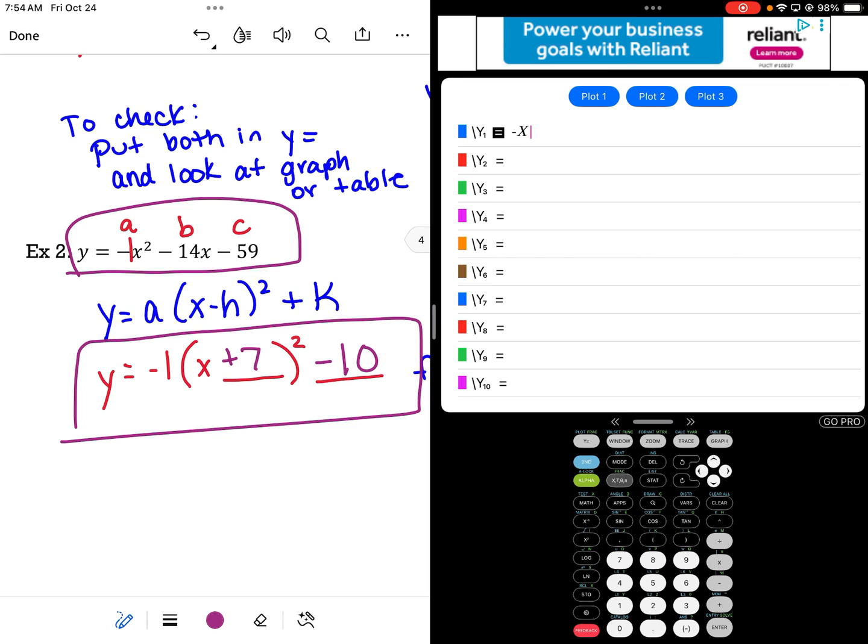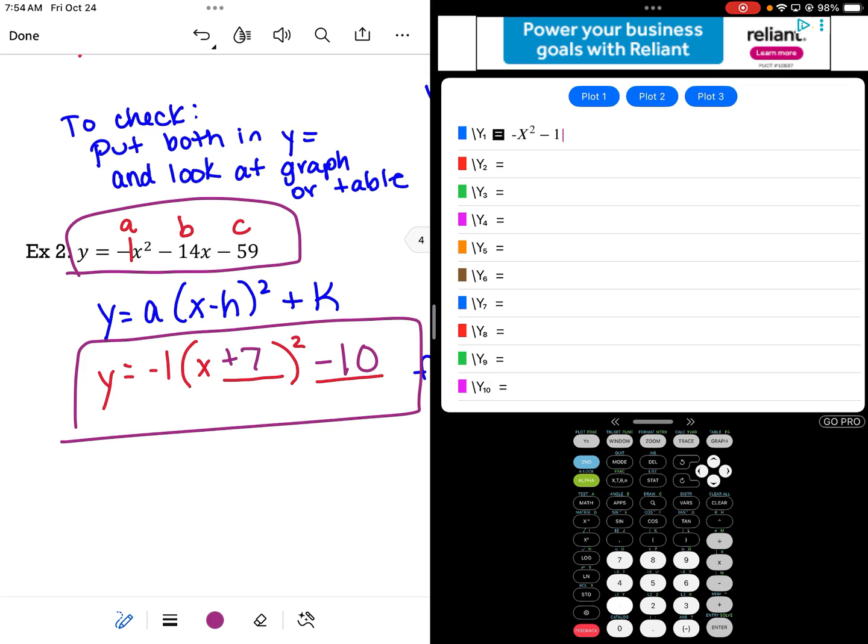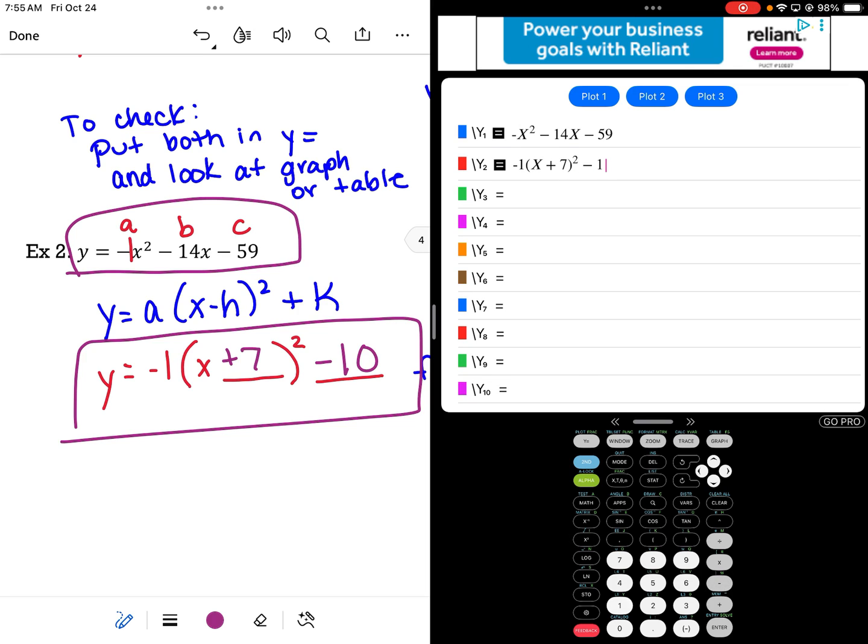Clear out what's in there. Negative x squared minus 14x minus 59. Negative 1 parentheses x plus 7 squared minus 10. Anytime it's minus, it's the longer bar. Use the operations, the gray buttons. Hit graph. See if you only see one parabola. And then hit second table to see if y1, y2 are the same.